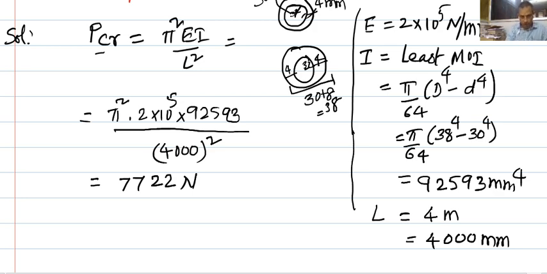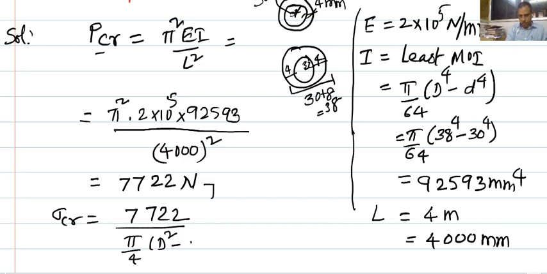You can also verify what is sigma CR. What is sigma CR? It is this load, 7722, by area, right? What is the area of cross section? Pi by 4 into capital D square minus small d square, is it not? This is area. Yes, sir. So, now if I just try to solve this, how much stress do I get? 7722 by pi by 4 into 38 square minus 30 square.